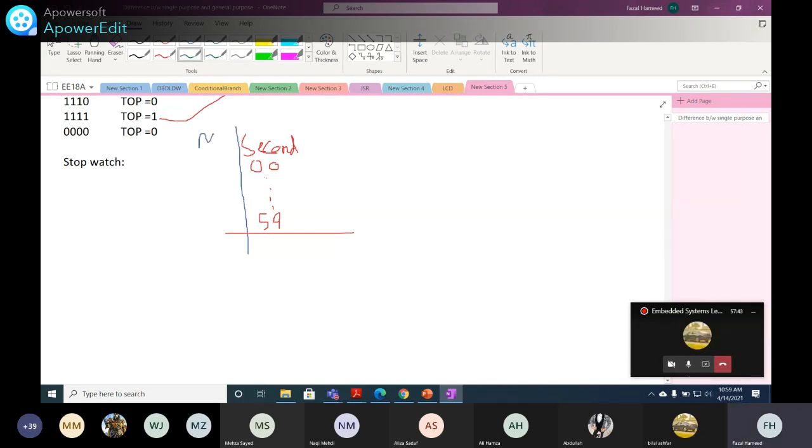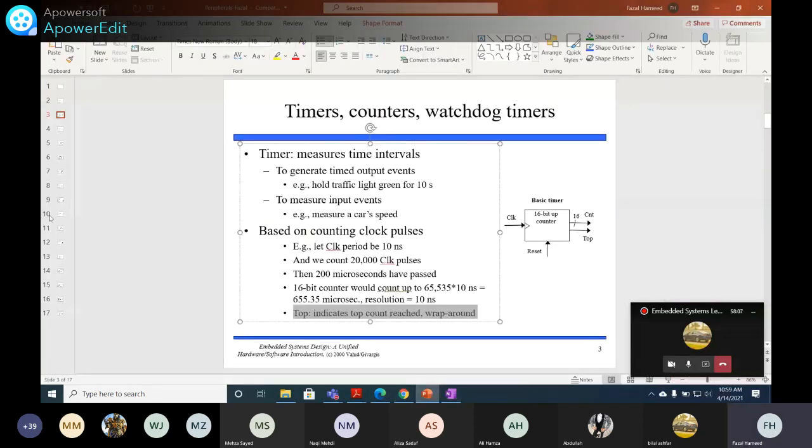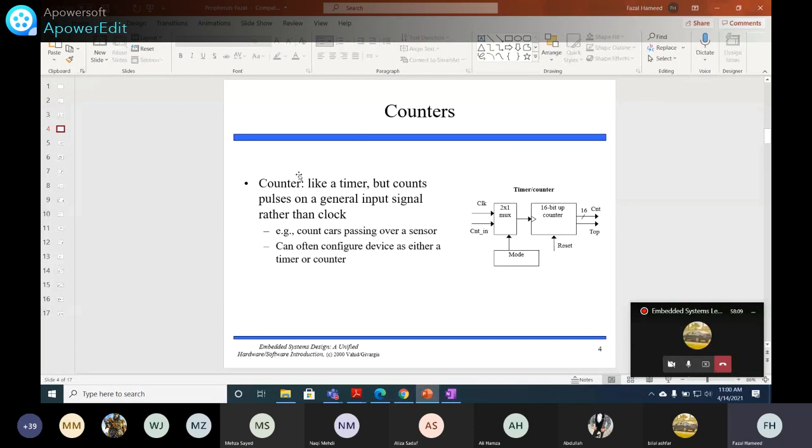Now you have a minute indicator. Let's assume minute is 00. One will be added to the minute. Yes. So the minute will be 01 and the second will again be reset to 00. So in this case, the top will reach 1, because it has reached its maximum. Now we go to the next slide.